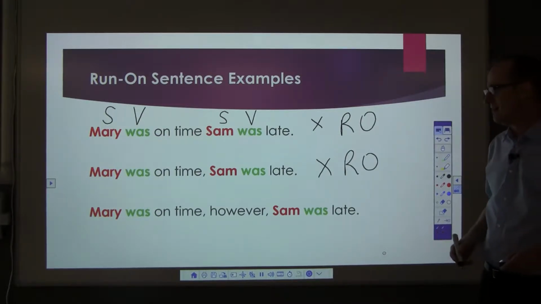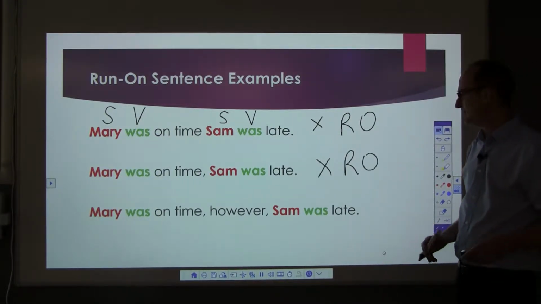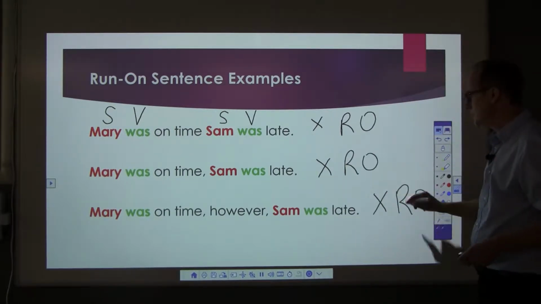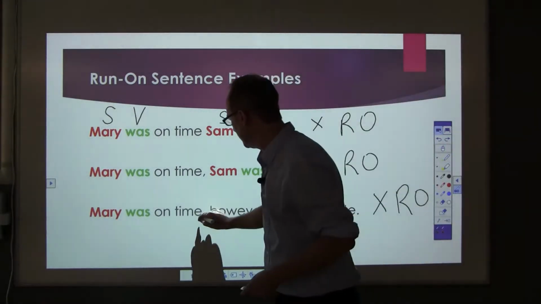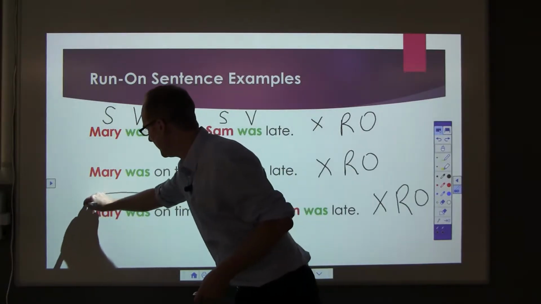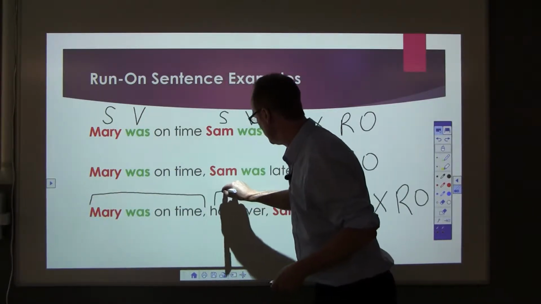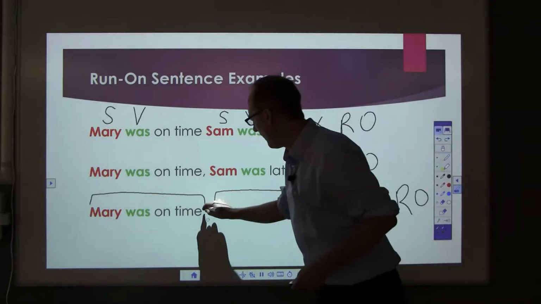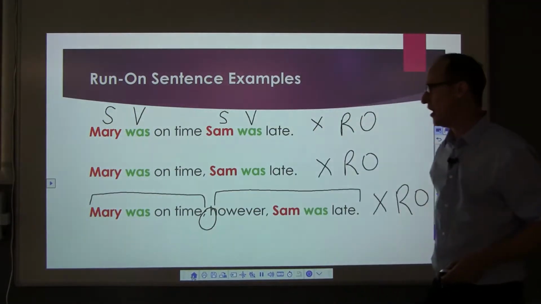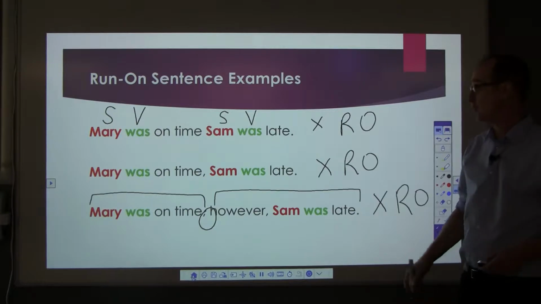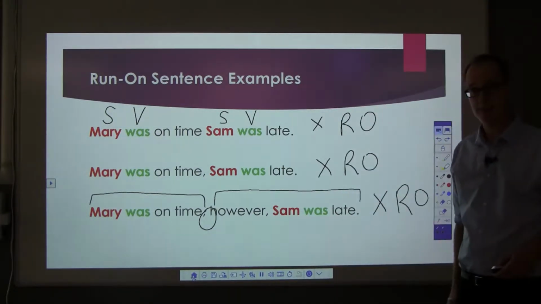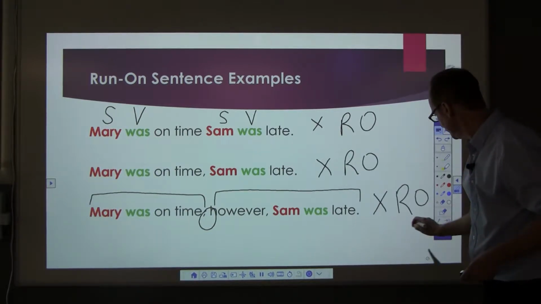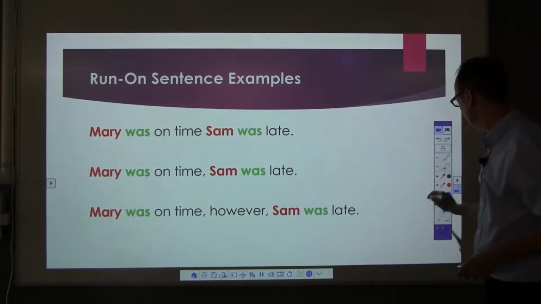Mary was on time, however, Sam was late. Again, this is a run-on. Essentially what the writer is doing is they are putting two independent clauses in the same sentence, trying to connect them with a comma and the word however, and you can't do that. These are run-ons and they need to be corrected. Let's look at how we can correct them.